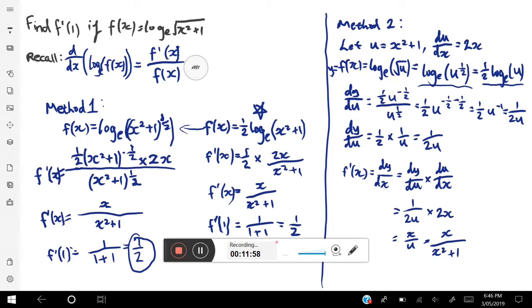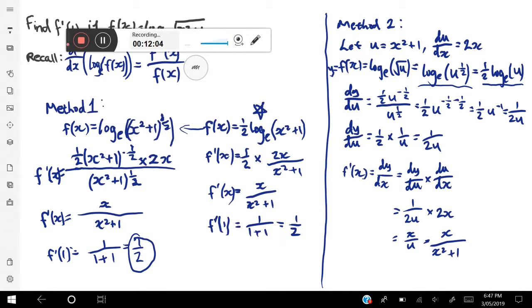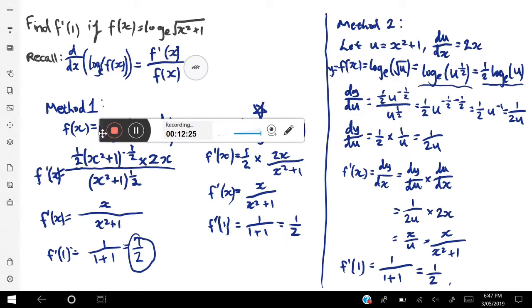So what we have here is, f dash of 1 is equal to 1 over 1 plus 1, which is equal to 1 on 2. So it's the same. Both methods should give you the same answer. If not, you might want to double check your working out. So this is our first question. Alright, so moving on.